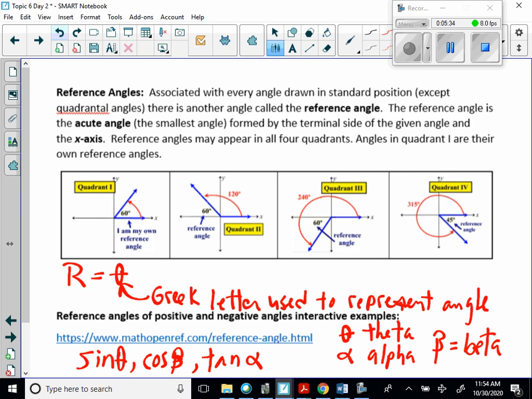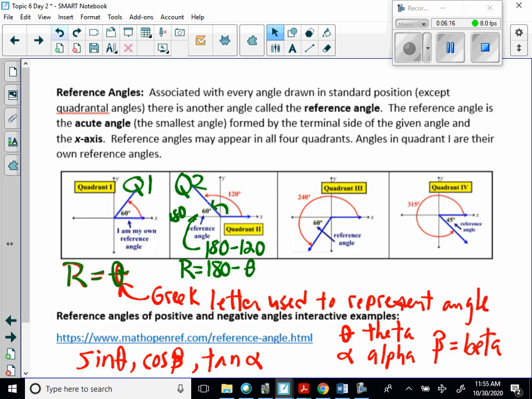So for Q1, the formula to find the reference angle is: the angle given is the reference angle. In Q2, we have to say, well, the angle here is 120 degrees, right? But the reference angle is 60, so how do we get that? Well, 180 shows up. So the reference angle is equal to 180 minus the given angle. So 180 minus 120 gave us 60, which was the reference angle. Not to confuse you too much, but if it was in radians, this would be pi minus theta.